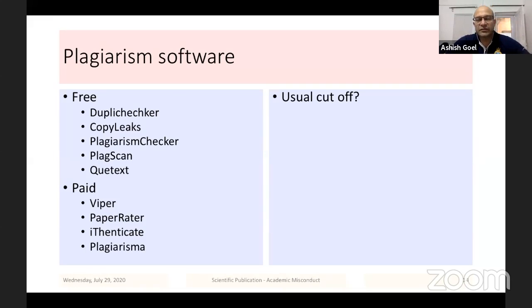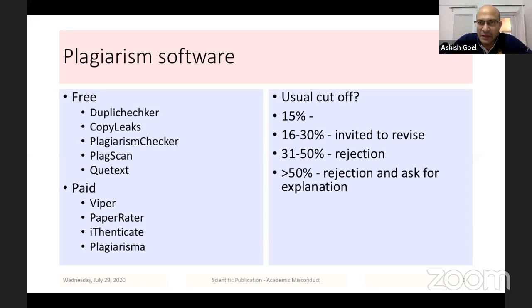One question that we are often asked is, what is the usual cutoff? How much should the plagiarism check software identify, or what is the usual cutoff which will be taken? So there is no such cutoff. However, I have taken this from one of the journals, which says that if the plagiarism check software flags about 15%, we would accept it, anything under 15%. If it's between 16 to 30%, we would invite the authors to revise.